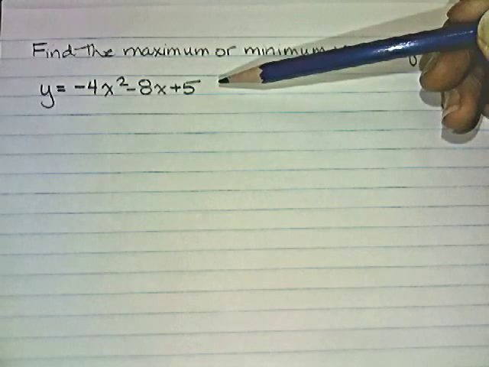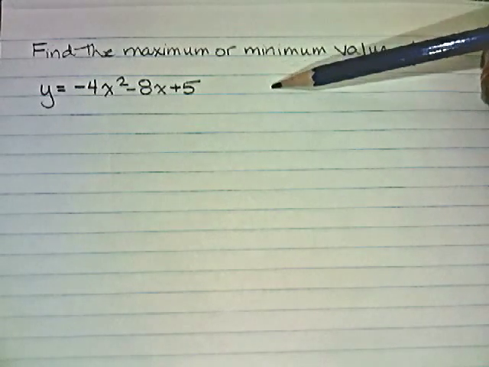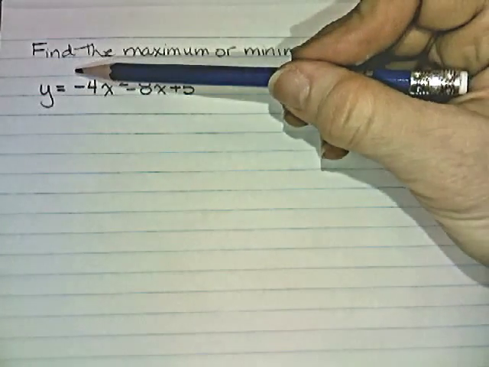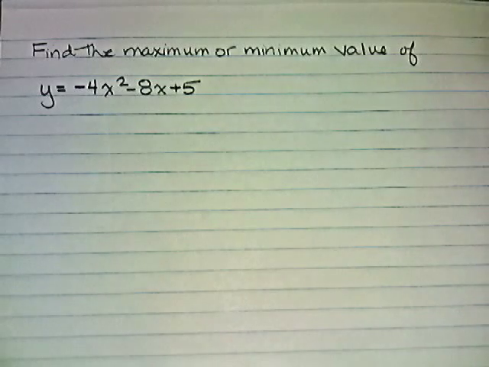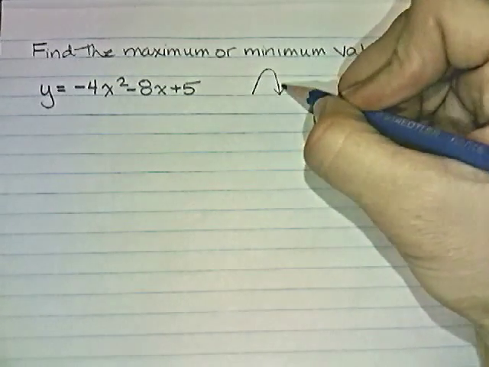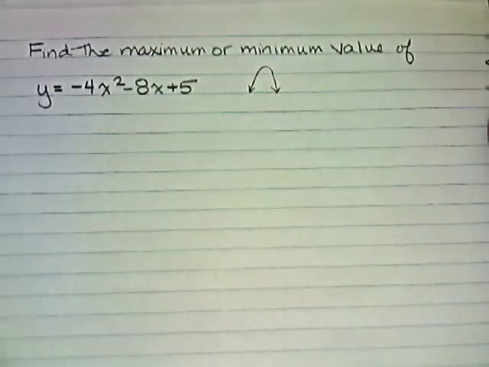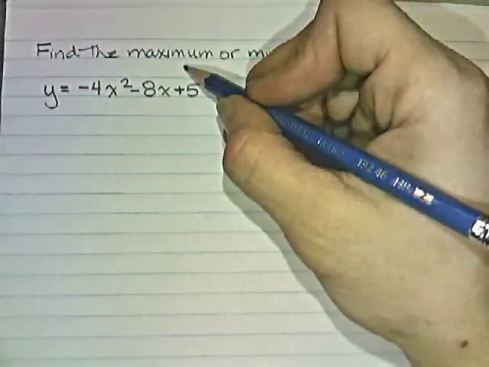When I look at a quadratic equation, I want to ask myself, is it opening up or is it perhaps opening down? I look to that leading coefficient. Here we have a -4. A negative leading coefficient reminds me that this is a quadratic that has been reflected over the x-axis and is pointing down. And so it will have a maximum value.